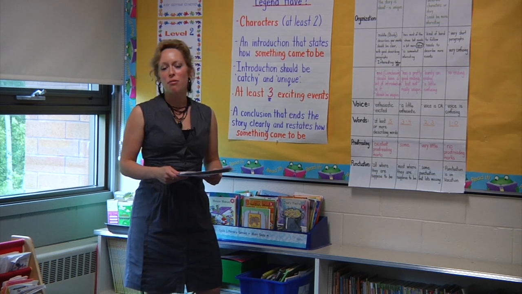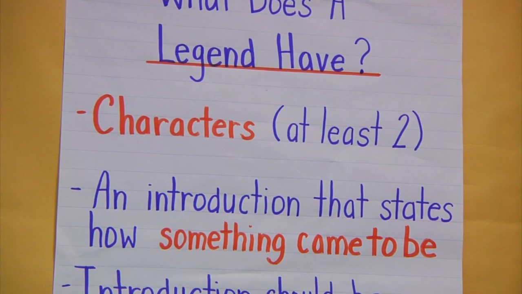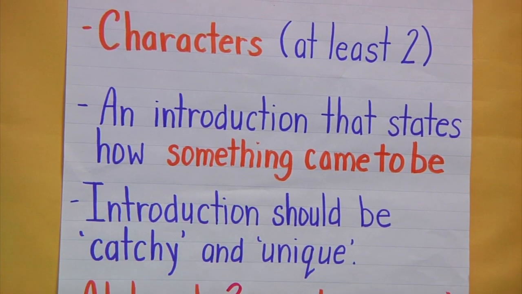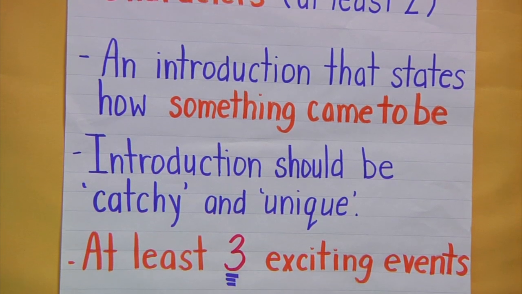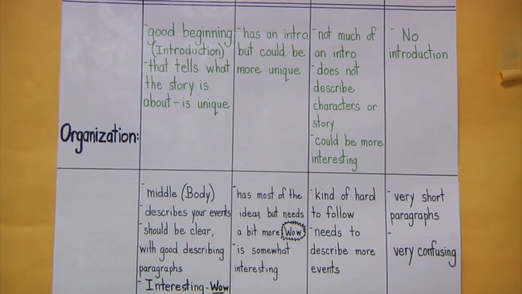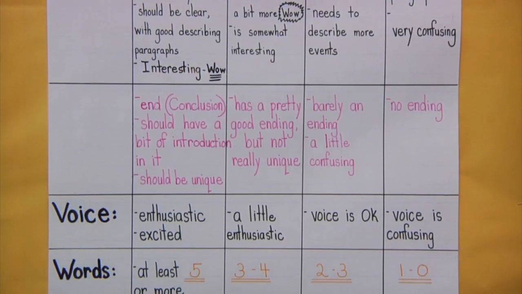So what's going to happen now is after we discussed what a legend has, the teacher can go and write some of these ideas down that the class generated, and then we can put it up as a visual so the students can see. And then we can also go over a class-generated rubric that we devised at the beginning of the year, discussing what makes a story a good story.